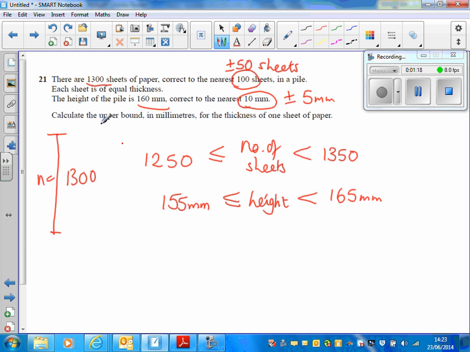Now the question asks us to find the upper bound for the thickness of one sheet of paper. To find that, it's going to be the height of the pile divided by the number of sheets. So it's the height of the whole pile, which is somewhere between these two, divided by how many sheets there are. So you're going to have a very small number. We're talking about the thickness of a sheet of paper.